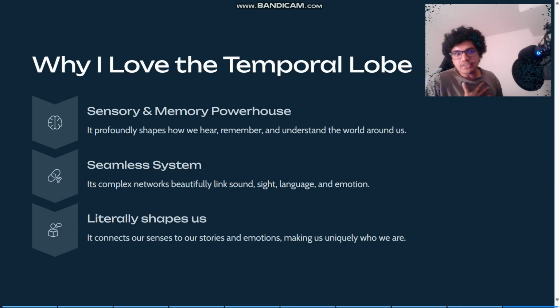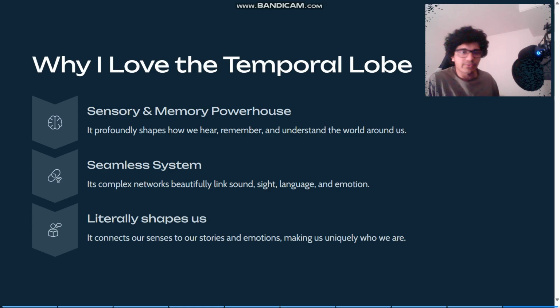And these are the personal reasons why I love the temporal lobe. It's a sensory and memory powerhouse. It profoundly shapes how we hear, remember, and understand the world. It's a seamless system. It is extremely complicated. I love the sheer amount of nuances in the temporal lobe, and I love how it's able to inextricably link sound, sight, language, and emotion.